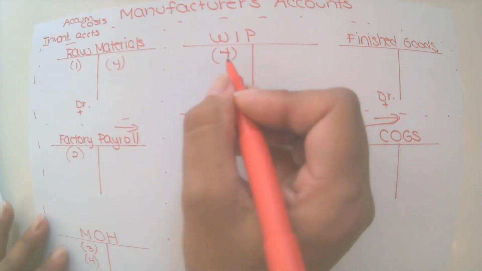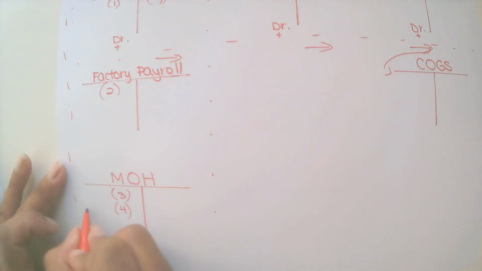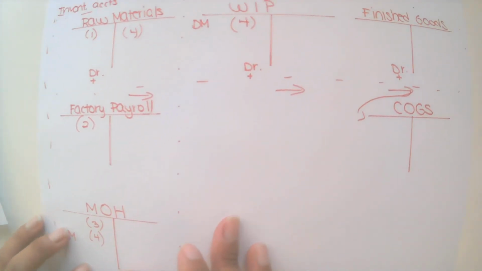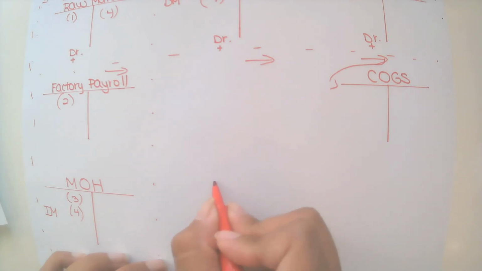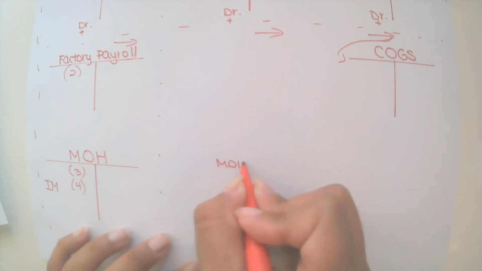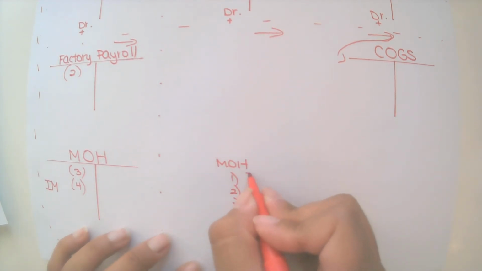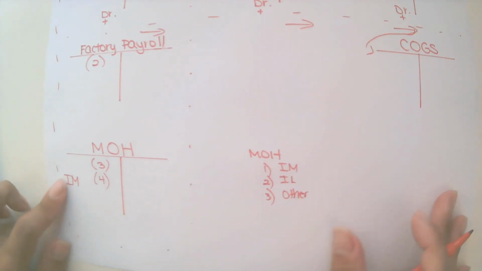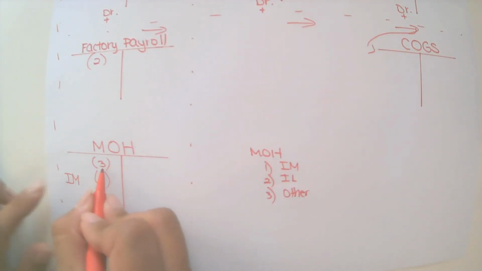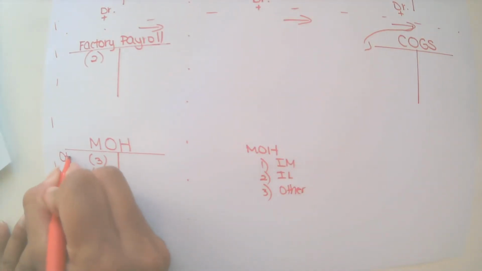So 4 will be a debit to WIP, a credit to raw materials. And what I like to do too is write what this is. This is direct materials. This is indirect materials. The reason I do this is because remember when we talked about, I think it was chapter 2, we said that MOH was made up of 3 items: indirect materials, indirect labor, and other. So I like to keep track of it because when I'm done, I should have those 3. If you think back, this was other. So I can go ahead and label that other.